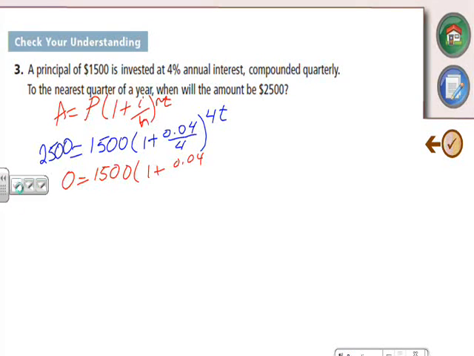Actually, I'm going to clean that up. Instead of 0.04 over 4, I'm going to divide it, which gives me 0.01, and add it to 1. So 1.01, let's divide correctly there, to the 4t. And always make sure, when you're plugging this into your calculator, that you have that exponent in brackets. Minus 2500.